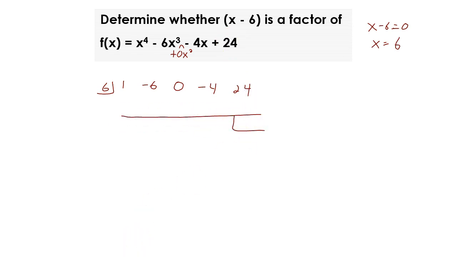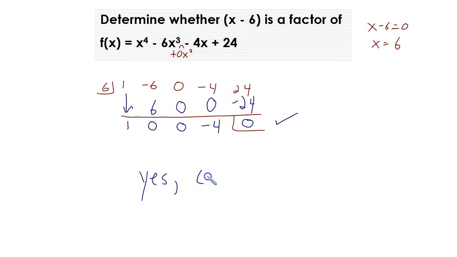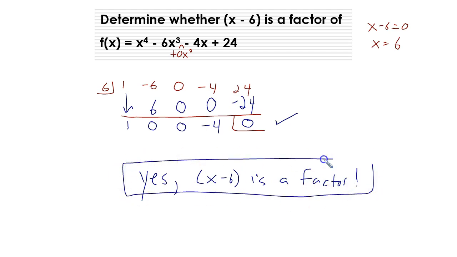Remember, when you divide, we're looking for a remainder of 0 here. And when I subtract 24 minus 24, I get a remainder of 0. Since the remainder is 0, that means that 6 is a root and x minus 6 is a factor. So yes, x minus 6 is, in fact, a factor. That's how you tell if something is a root or a factor, by synthetically dividing and checking to see if you get a remainder of 0.